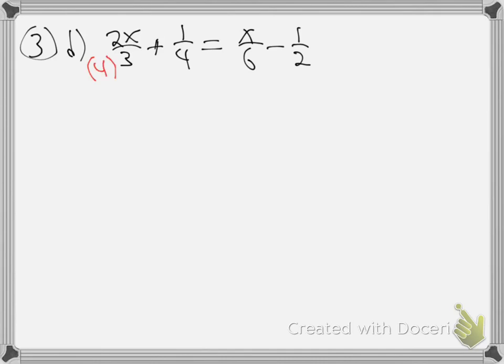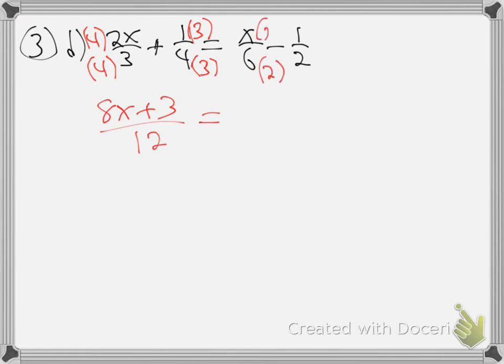So I'll take this guy, top and bottom by 4, right? This guy, top and bottom by 3. Like that. So that'll become 8x plus 3 over 12. The other side, top and bottom by 2 here.